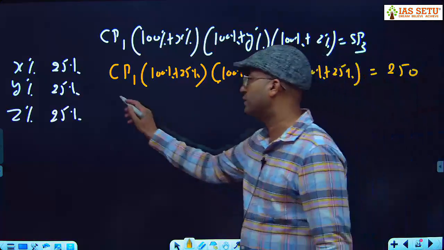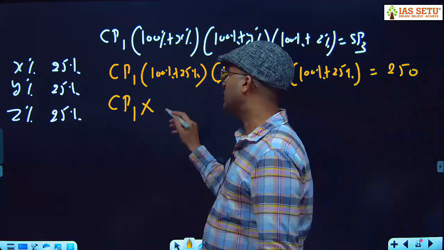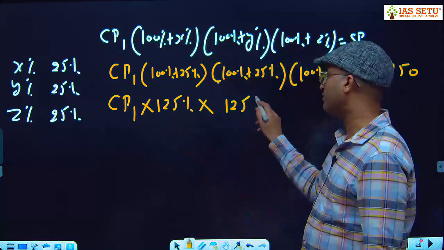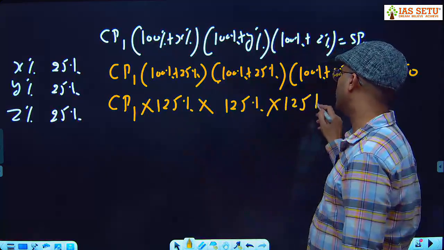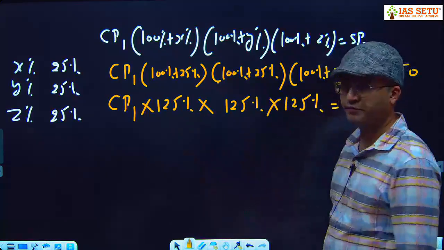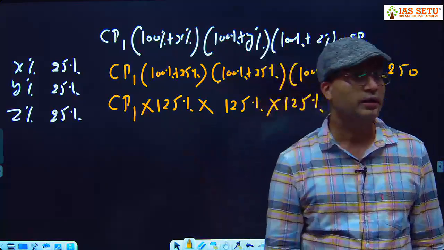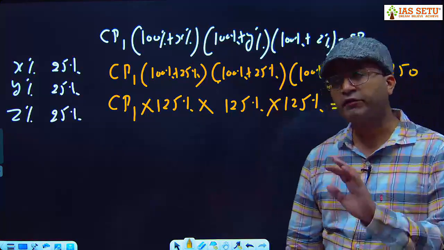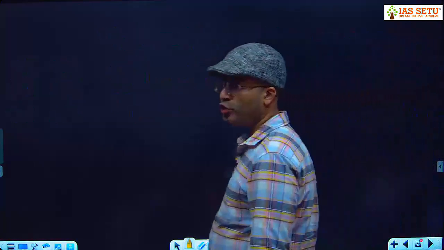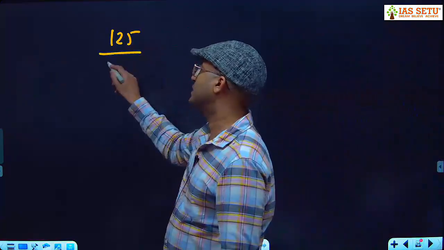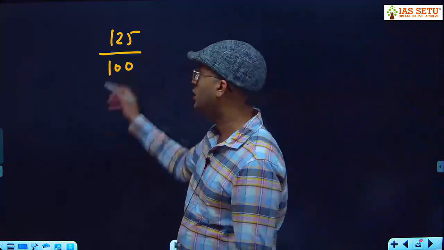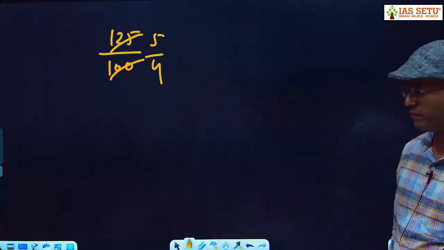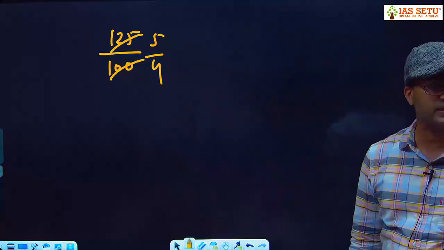Just wait. CP1, 100 plus 25, 125%. 125% is equal to 250. Tell me the fraction value of 125%. If you don't know the fraction of any percentage value, 125% is 125 upon 100. 25 5s are 125, 25 4s are 100. So 5 by 4. Yes, one minute. 125% is 5 by 4.